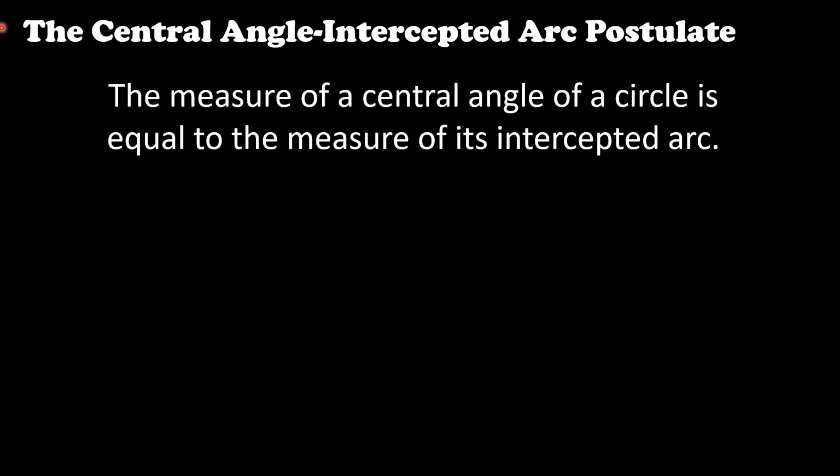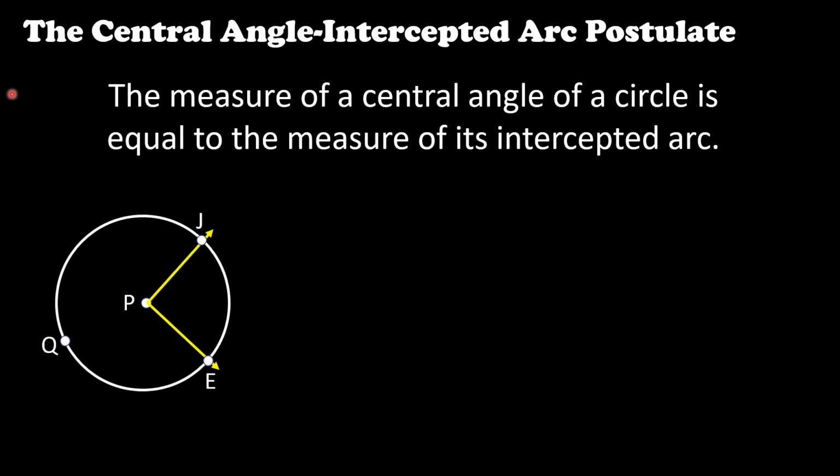Let us proceed to some postulates. First, we have the central angle intercepted arc postulate. The measure of a central angle of a circle is equal to the measure of its intercepted arc. In the figure, we have circle P with central angle JPE and minor arc JE. From the statement of the central angle intercepted arc postulate, we say that the measure of angle JPE equals the measure of arc JE.